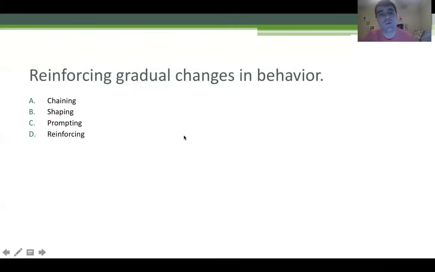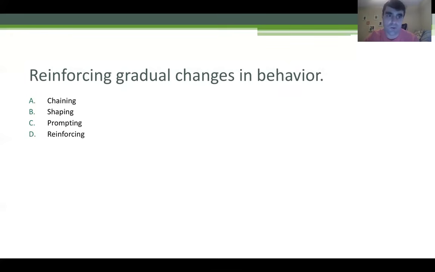All right. Reinforcing gradual changes in behavior. Not a lot to go on here, right? Unless you know your definitions, which you should. Go watch my video on the task list. Email me, get the task list, and memorize the definitions. Easiest way to pass this test is know your definitions. Because if you know your definitions, this is an easy question because it's a definition question.